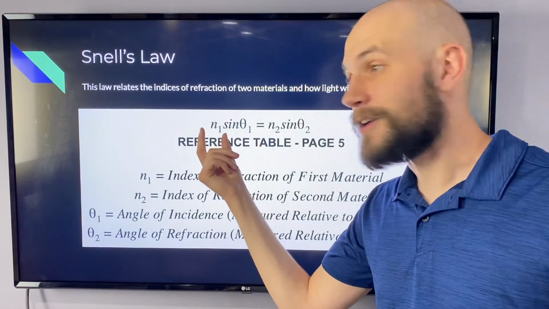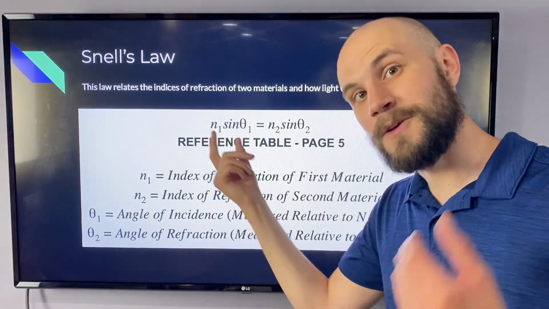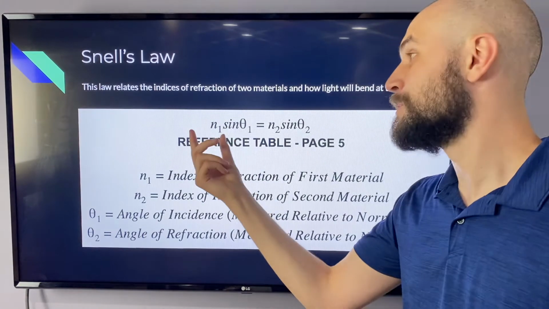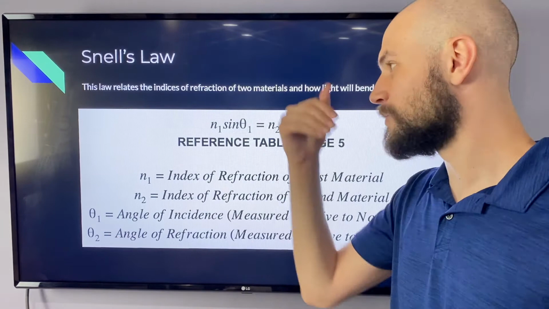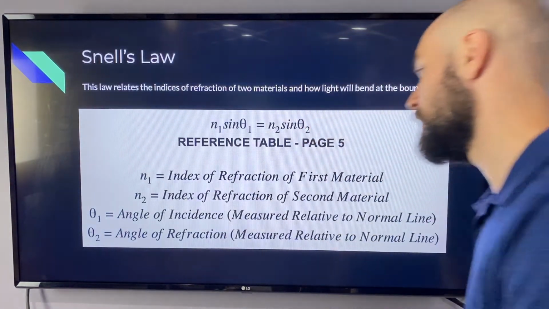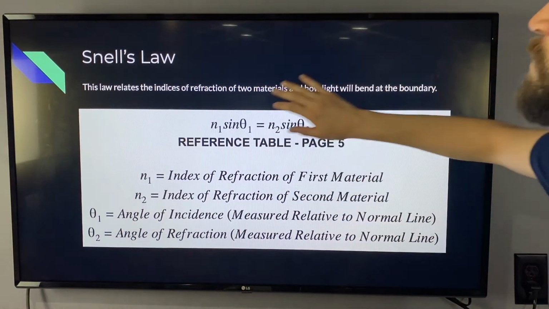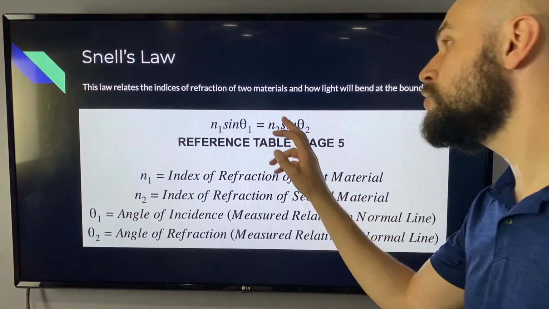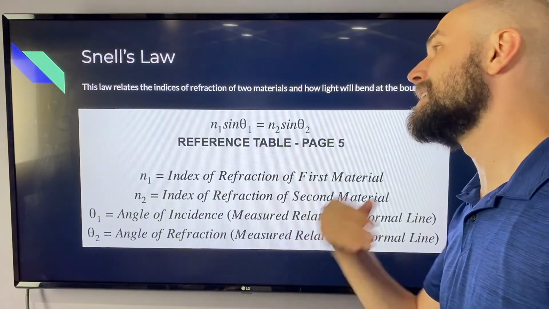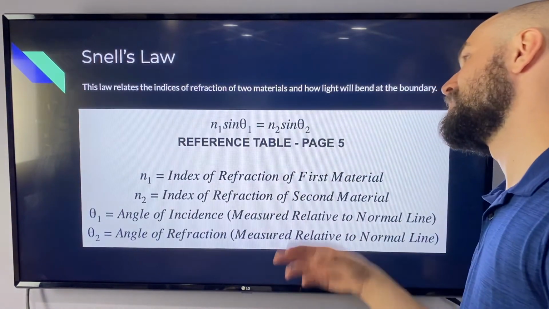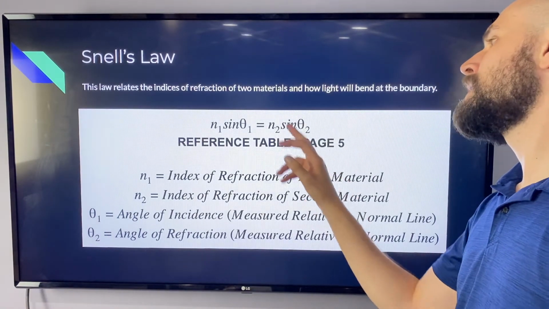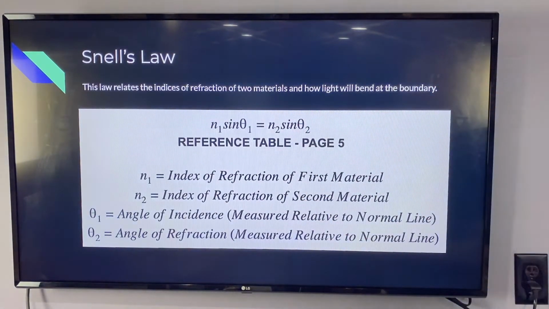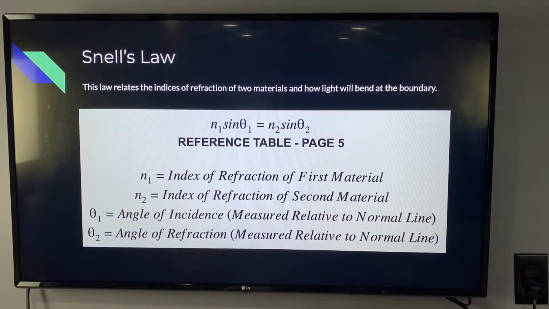Is it coming from air? We plug in 1.0. Is it coming from water? We plug in 1.33. If it's coming from a vacuum, we plug in 1.0. And what angle is it coming in at? 10 degrees, 20 degrees, 30 degrees, measured relative to the normal. And on this side, this is where the light gets refracted. Here's the new material, N2. Again, is it diamond, 2.42? Is it water, 1.33? That's what we plug in here for the index of refraction. And theta 2 is the refracted angle. Again, angles are measured relative to the normal line.